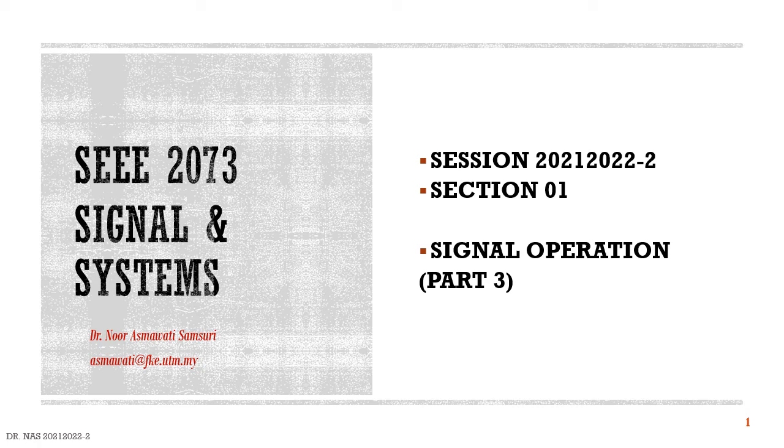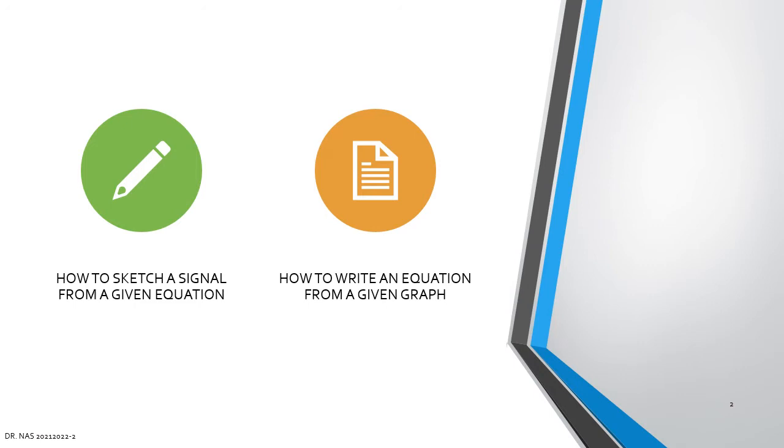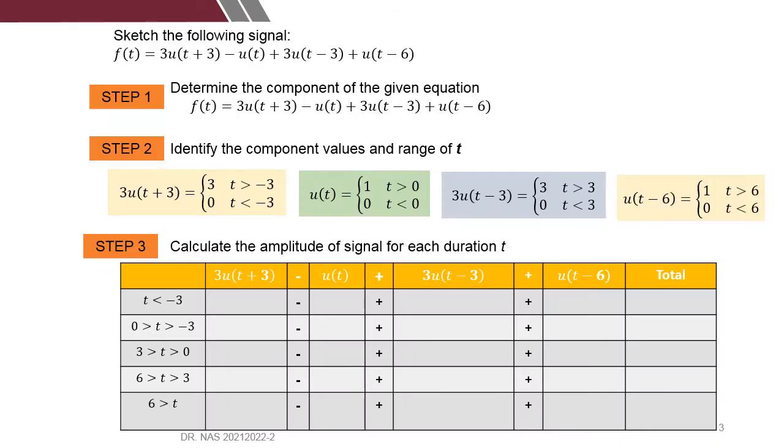So let's step into the last part of the topic on signal operation. In this slide, I'll show you how to sketch a signal from an equation and how to write down an equation from a given graph. Okay, let's look at an example. Sketch the following signal given by f(t).